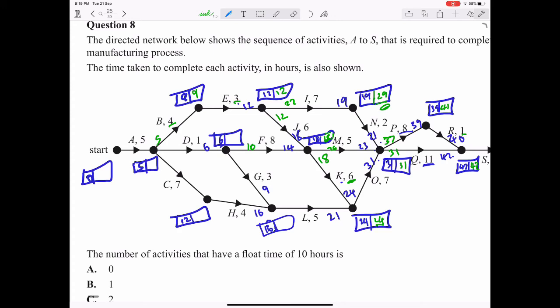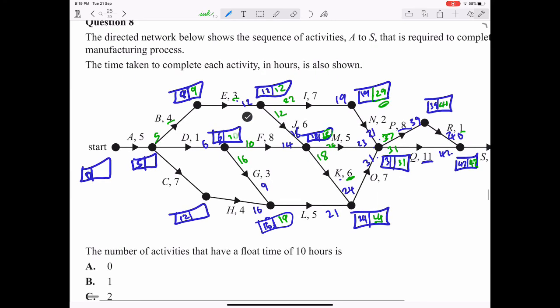24 minus 5 is 19. 19 minus 3 is 16. Smallest number goes in the box, which is 10. 10 minus 1 is 9. 19 minus 4 is 15. 15 minus 7 is 8. Smallest number is 5. 5 minus 5 is 0, so therefore our critical path is where all the numbers are the same on the left and right side of the box, which we can conclude over here.